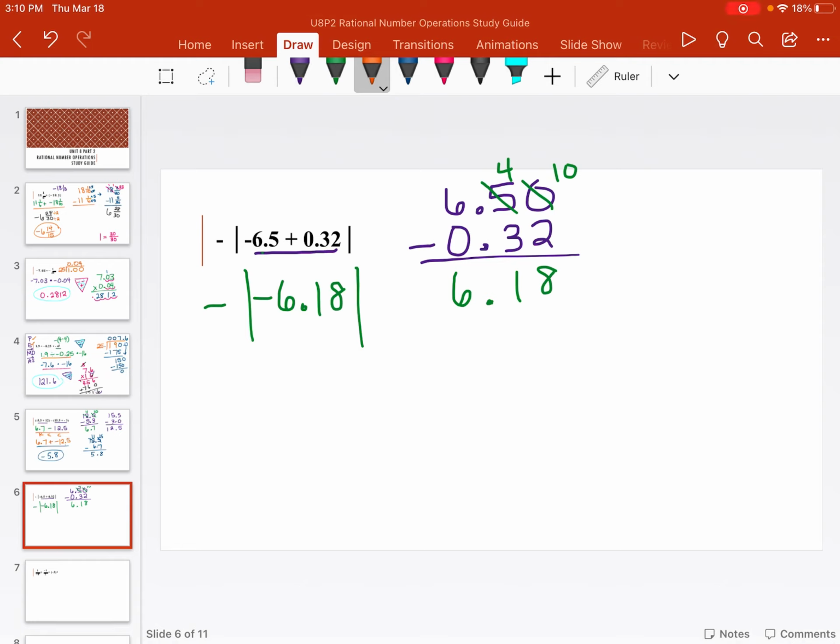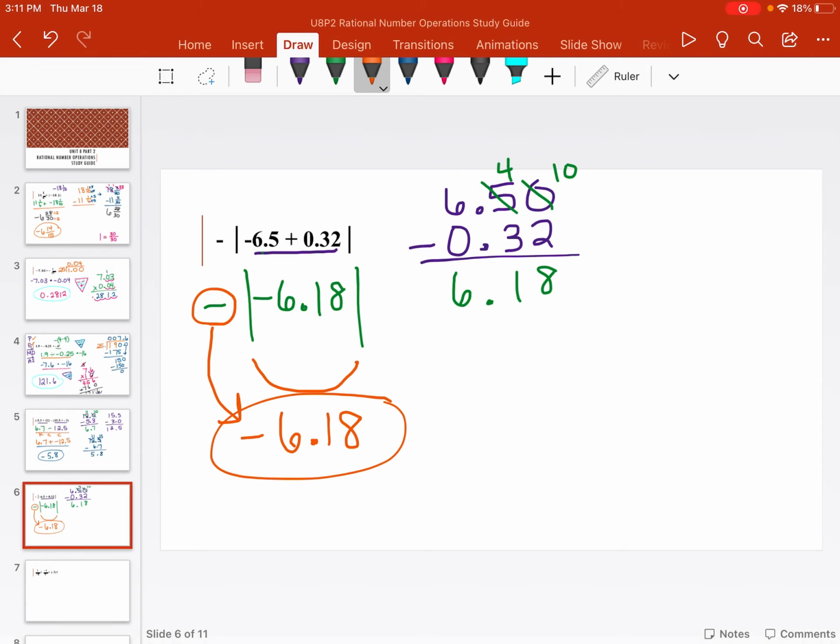Now that that's the only thing left in my absolute value bars, this is when I can actually solve the absolute value. So remember, absolute value makes this positive. It is a positive 6.18 now. And then the opposite of that positive number is a negative number. So negative 6.18 would be my answer.